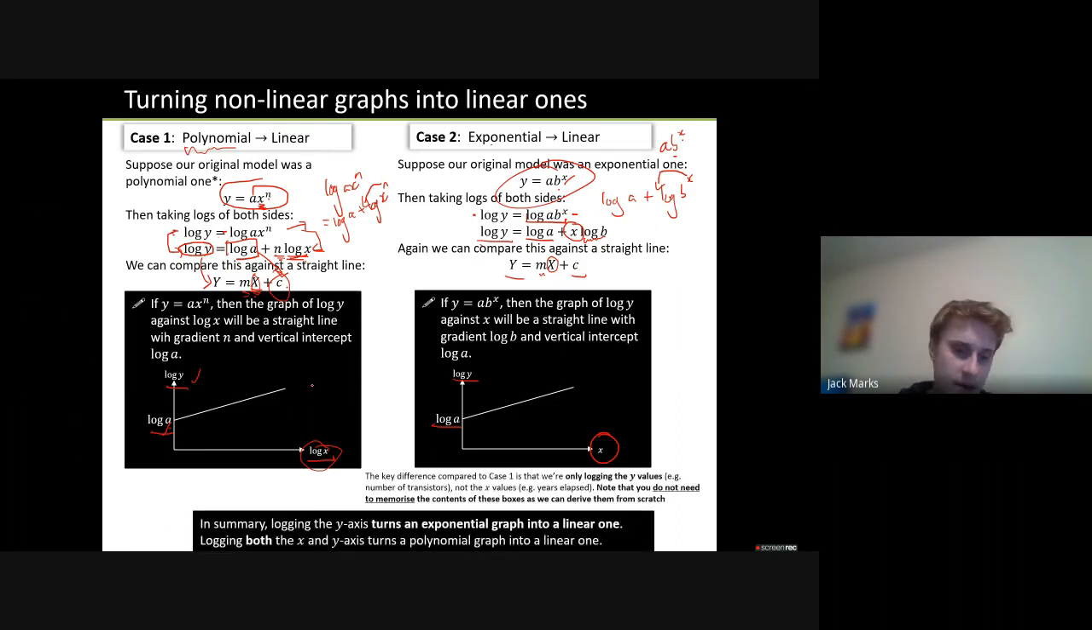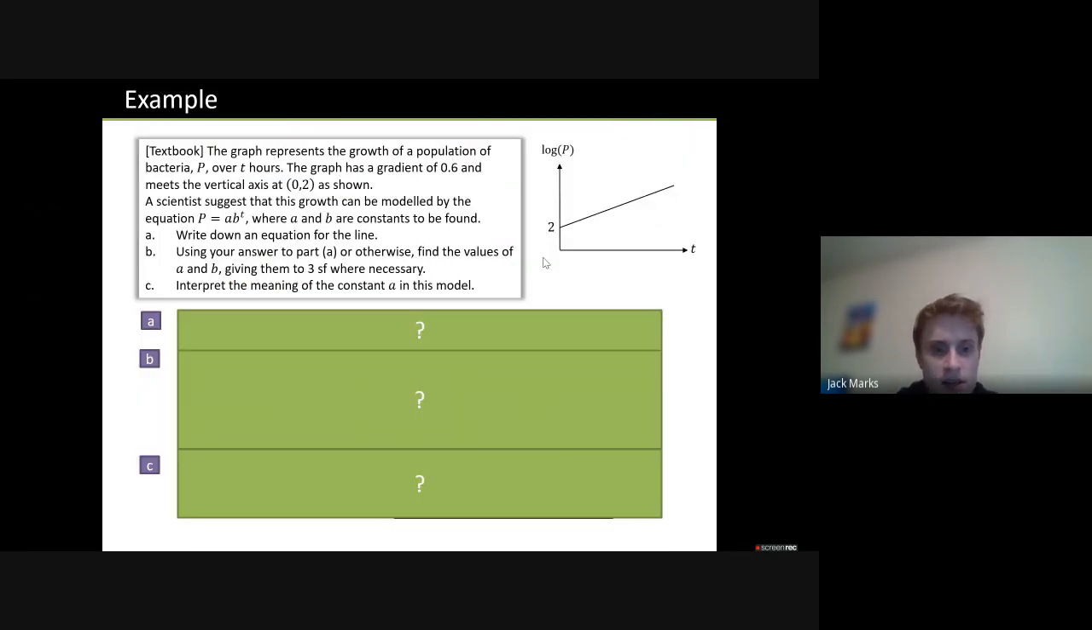So what do we notice about these graphs here? Well, they now fit the format of a straight line. So they're easier to draw, easier to look at, and easier perhaps to perform some kind of regression, some going backwards and some prediction on. Let's do an example. So we have a graph about population, which is P over T hours.